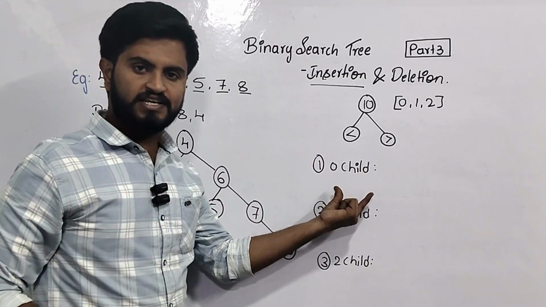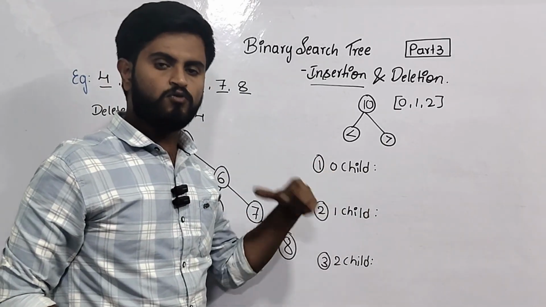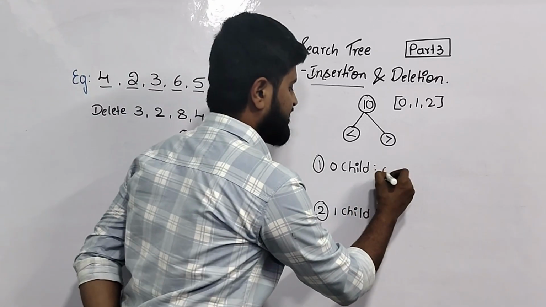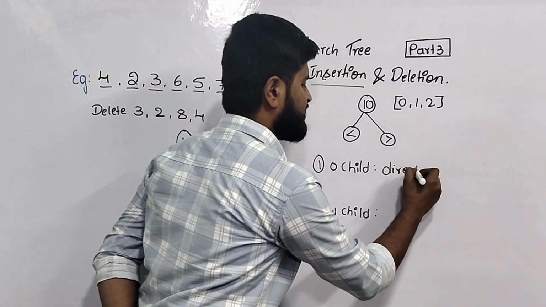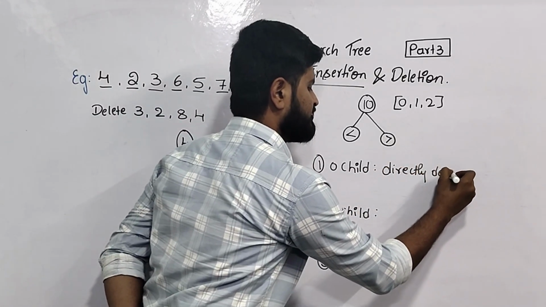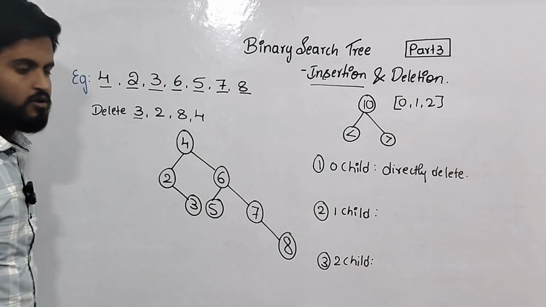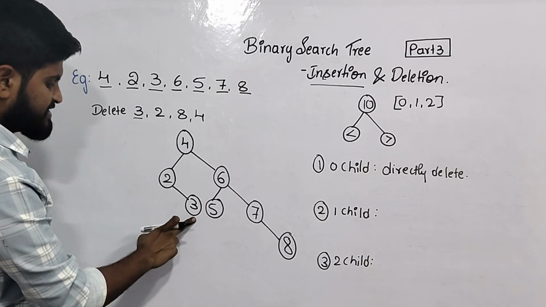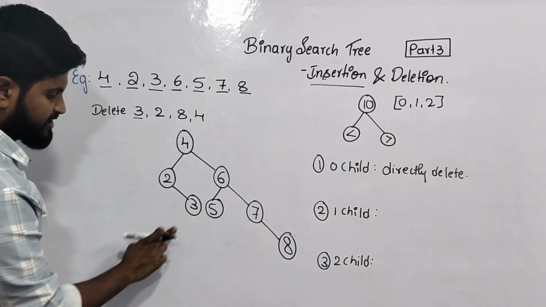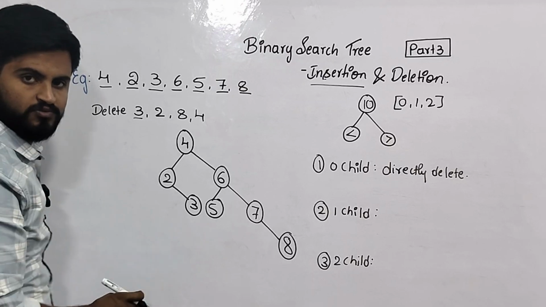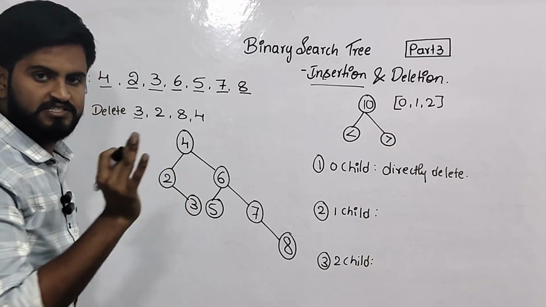If a node has 0 child and I want to delete that node, I will directly delete it. Directly delete. So if you see here, they have given to delete 3. 3 has 0 child. If you see further, there is no node coming from 3. So you can conclude 3 has 0 child nodes.